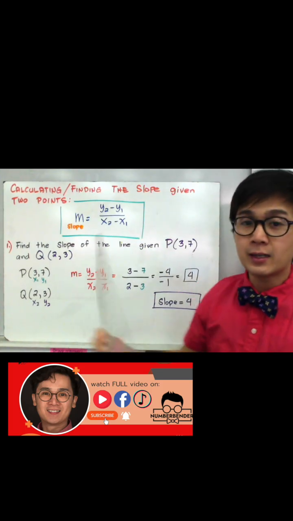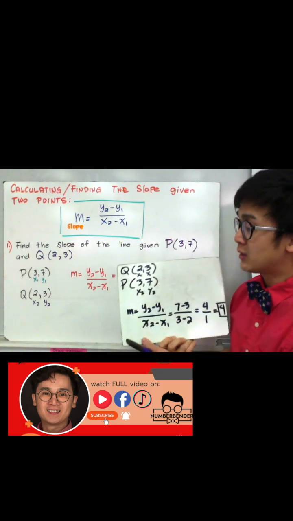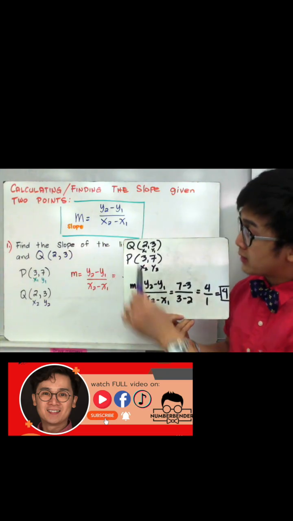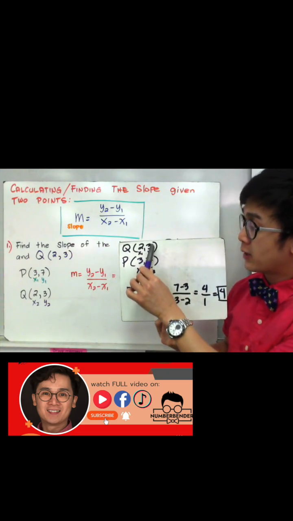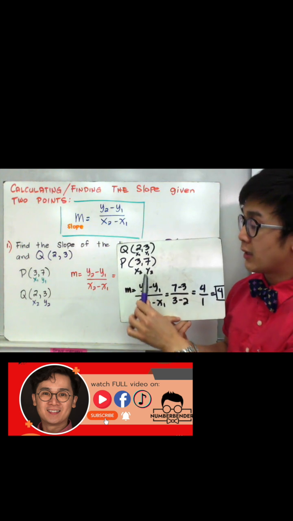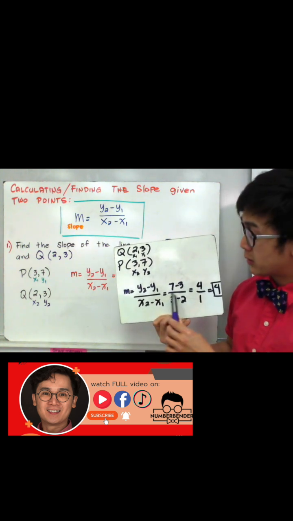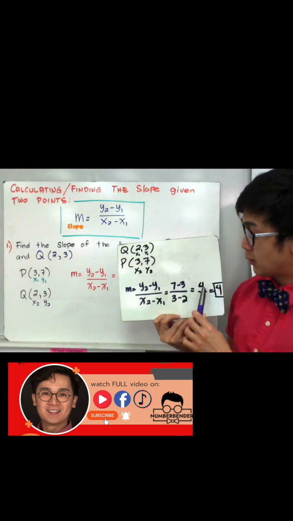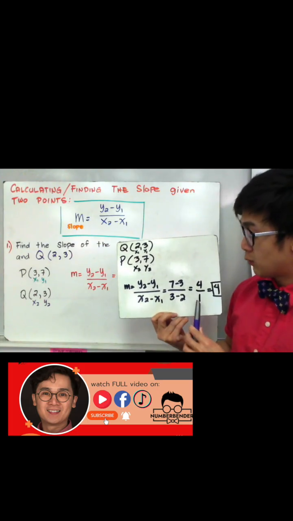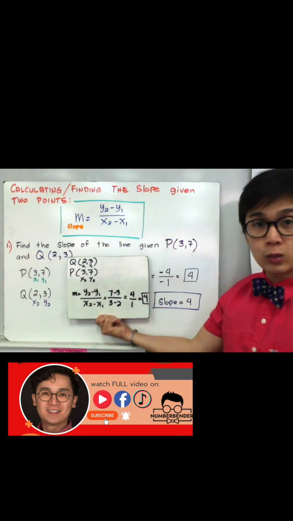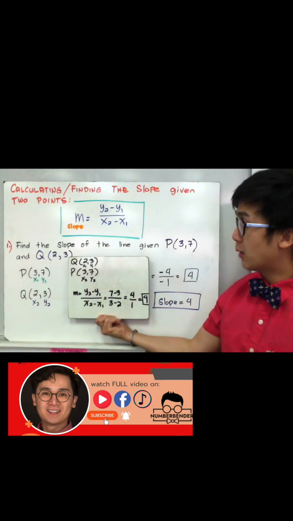So let's say instead of P as your first set, you use Q as your first set. So since x sub 1 is 2, y sub 1 is 3, and x sub 2 is 3, and y sub 2 is 7, by direct substitution, you will notice that 7 minus 3 is equal to 4, and 3 minus 2 is equal to 1, which gives you positive 4, which is the same answer as the slope in our original solution.